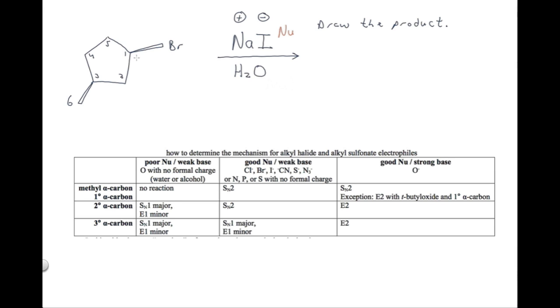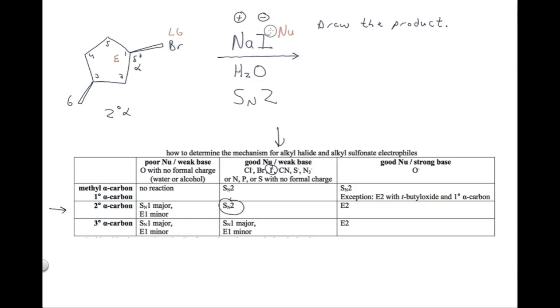The carbon here has the delta positive charge because it's attached to bromine. So again, we expect carbon 1 here to be the electrophile and the neutral bromine to be the leaving group. This is our alpha carbon. It's a secondary alpha carbon, so we're in this row. And again, we're using I- as the nucleophile, so we're in this column. So we predict the reaction will be SN2, and we should write that down.